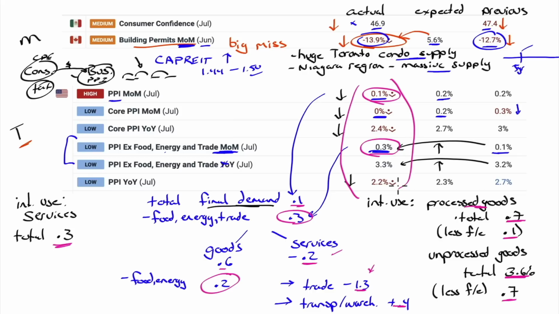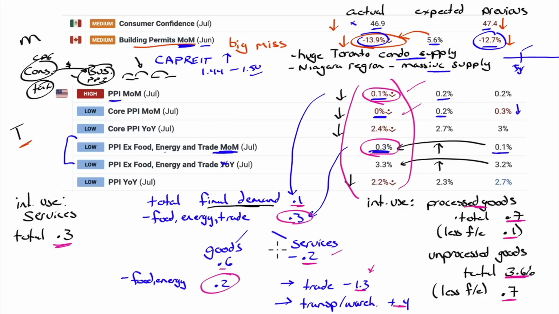So overall, not bad. I see red, I want to say negative. The 0.1 on headline, the 0 on the core. But once we look under the hood for total final demand, it's ambiguous.